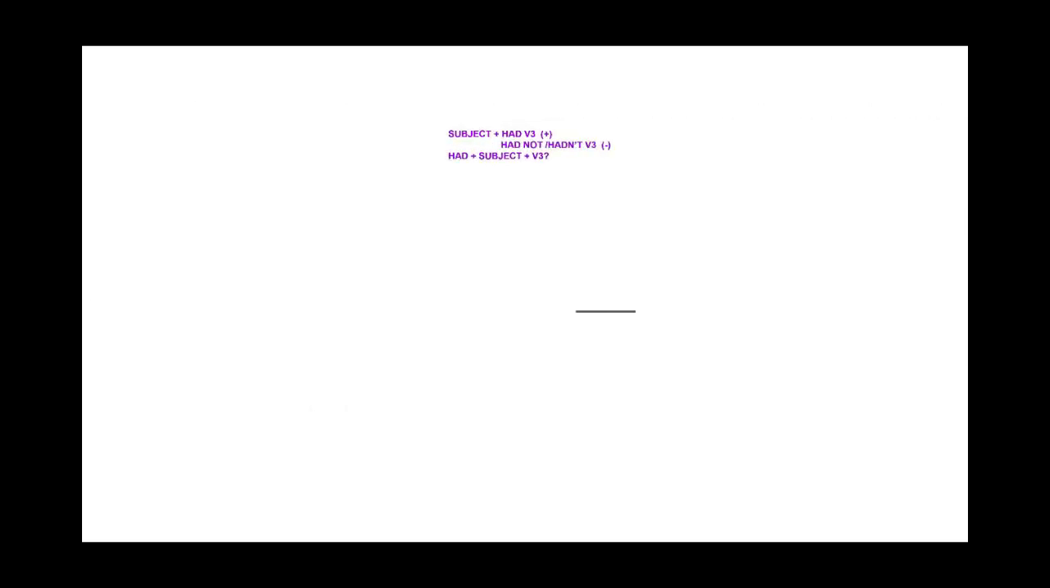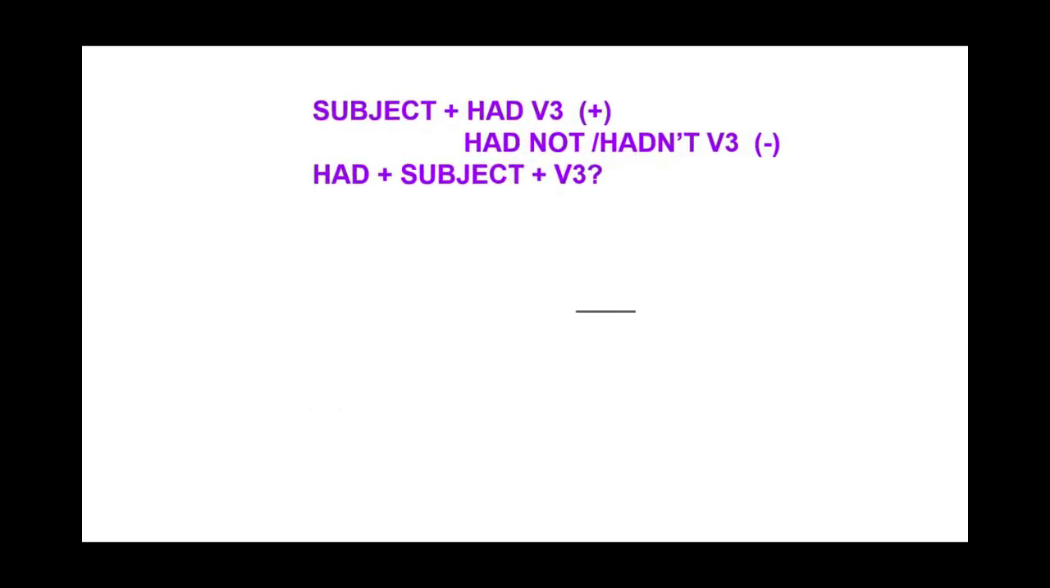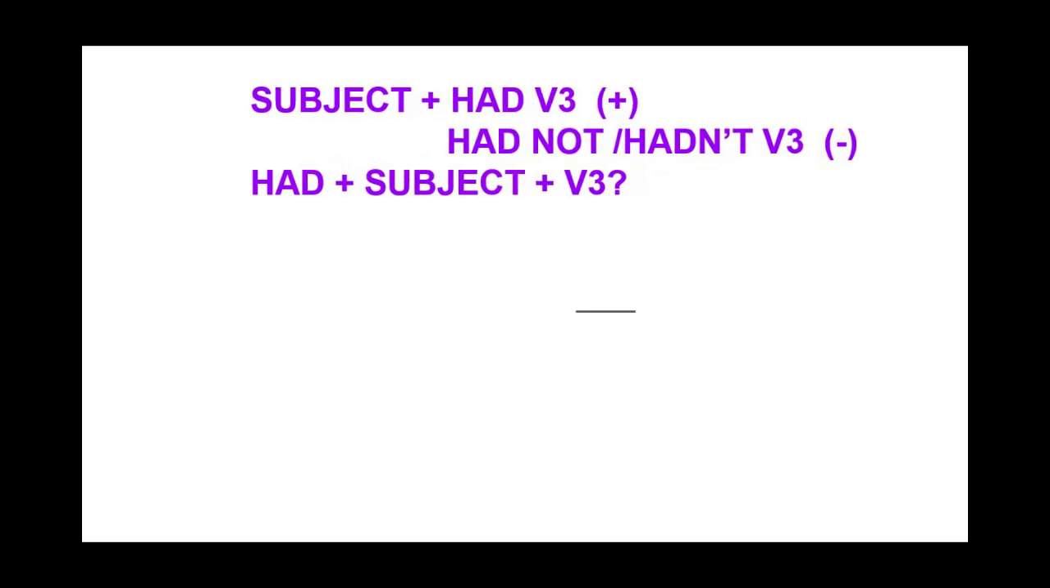So let's take a look at the form of the past perfect tense. For the positive sentences, we use subject plus the past participle, which means had verb 3. For the negative sentences, we use subject plus the negative form of the past participle, which means had not or hadn't plus verb 3. And for the question forms, we have had plus subject plus verb 3.